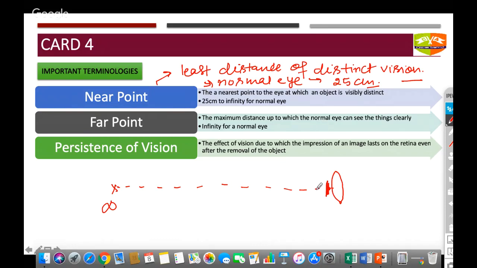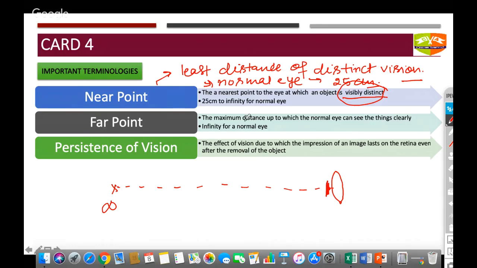Now if the distance between the object and the eye lens is less than 25 centimeter, the eyeball lens will not be able to focus or converge the light rays on the retina properly. Due to that, a blurred image would be formed, and because there is no proper imaging of the object, it will not be visible to us distinctly. That is why I have written here that the nearest point to the eye at which an object is visibly distinct; below 25 centimeter it will not be distinct. That is what near point is.